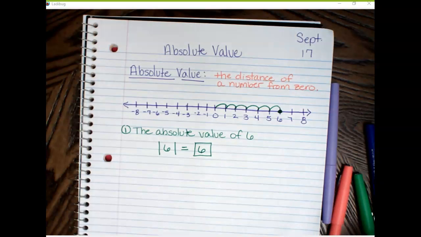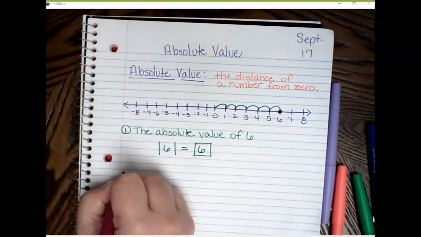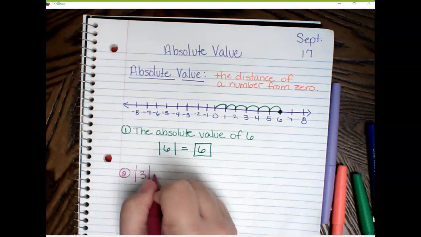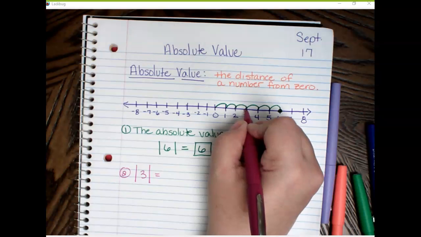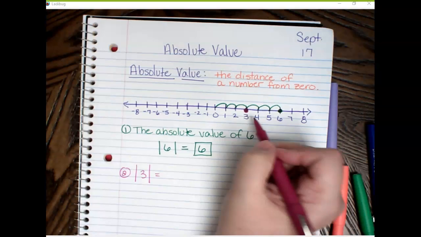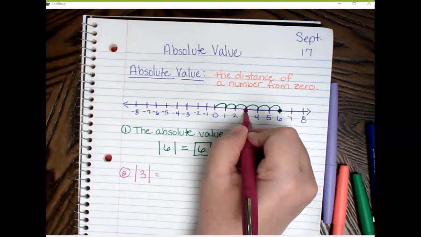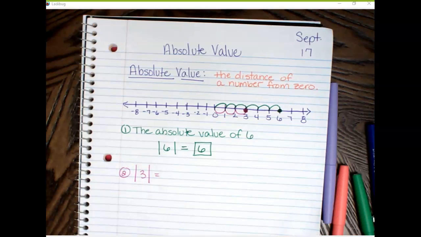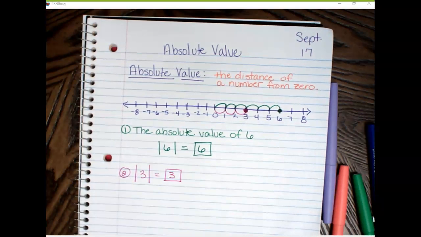Let's try another one. Number 2. I want the absolute value of 3. I can plot it on my number line. I'm standing here on 3, and now I need to count to 0. I'm going to count underneath because I already have counters on top. Standing at 3, I go 1 space, 2, and 3. So what is the absolute value of 3? It is 3 spaces away from 0.